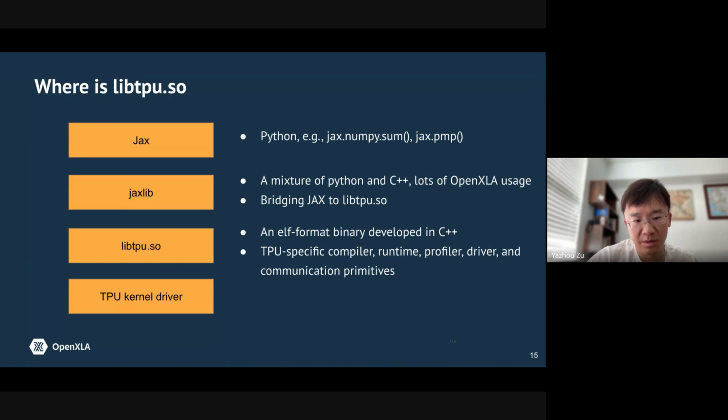Lower than libTPU is a kernel driver. So libTPU opens the kernel driver to send work to the TPU and get results back from the TPU, just like operating over any Linux file system. So that's where libTPU fits in the entire picture. You would probably just code in JAX or code in PyTorch, but behind the scenes, libTPU is really what makes the work happen on a TPU.